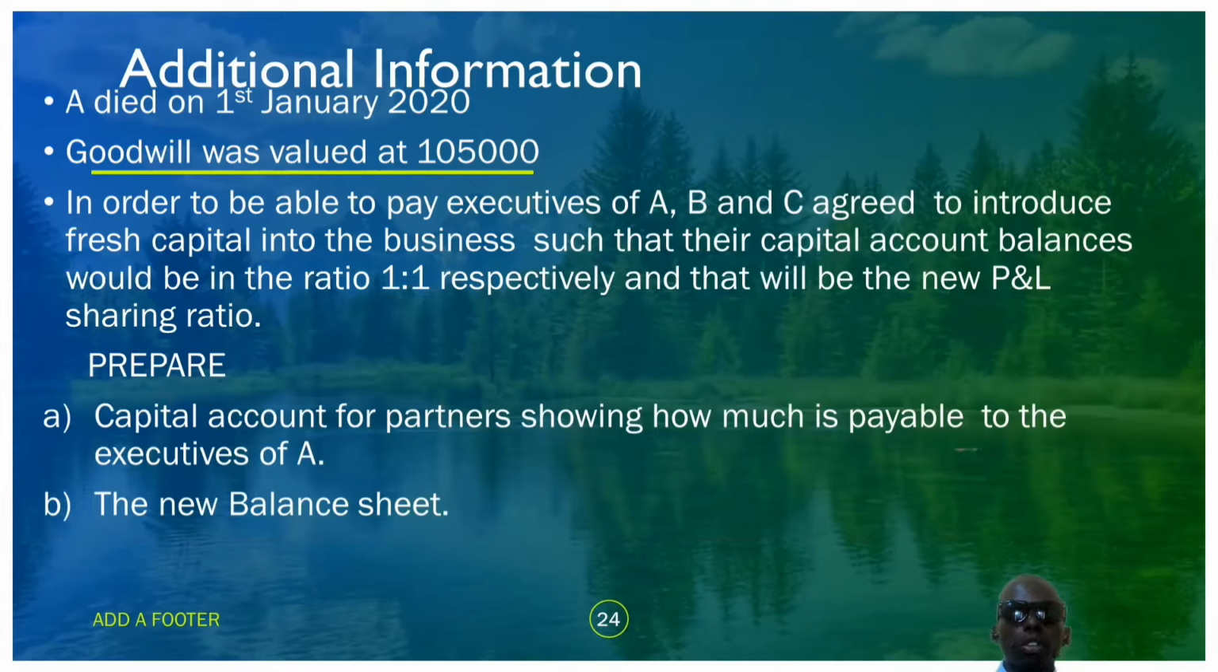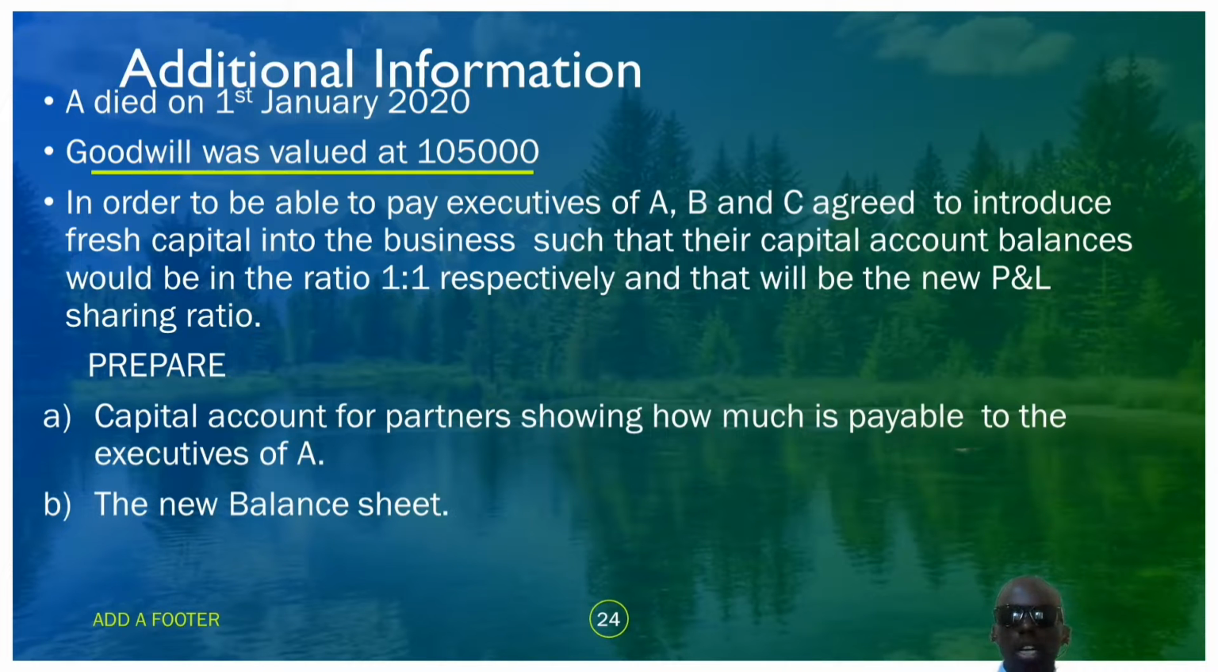We have some additional information which is very important to note, especially when dealing with an accounting problem. You have to be keen on the additional information. You have been told that A died on 1st January 2020, and the goodwill was valued at 105,000. That is the second thing to note.